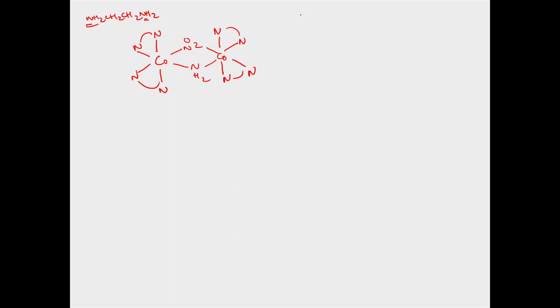Now, which complex will be optically active? The complexes which don't possess any plane of symmetry. So the condition for being optically active is that no plane of symmetry should be there. Now we can draw this complex like Co.